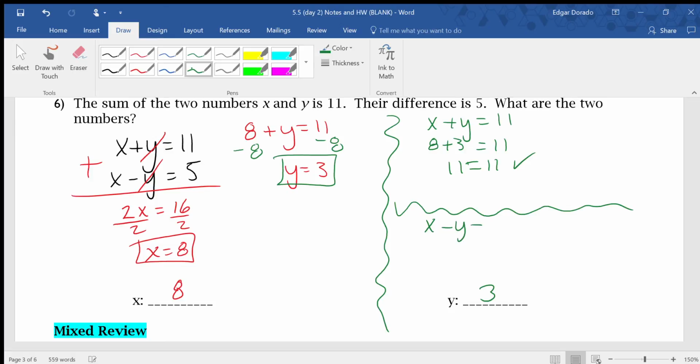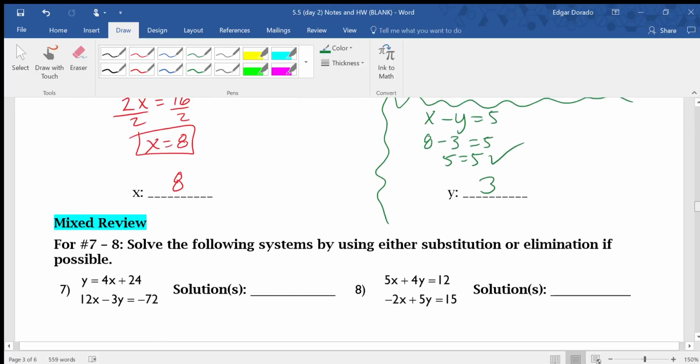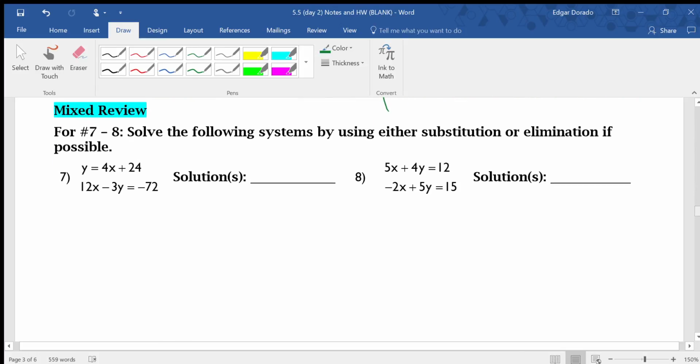x minus y equals 5. So if I substitute my numbers in there, it's 8 minus 3 equals 5. And sure enough, 5 does equal 5. So that is correct. Okay. Whew. Kind of rushed through that one, but I hope that made a little bit more sense. If not, make sure you look at the previous problem. That should help you out.